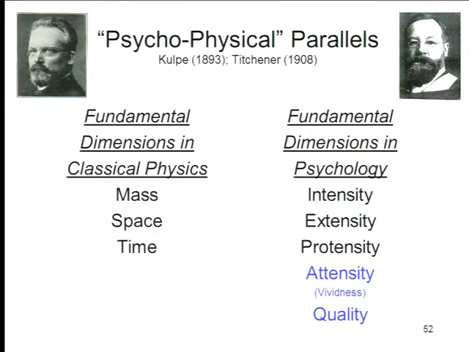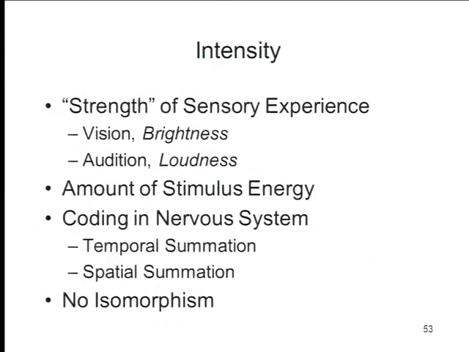And one way they did that was by looking at the problem of intensity. What's the relationship between the physical intensity of a stimulus and the intensity of the experience to which that stimulus gives rise? In vision, we call that the brightness of a light. In audition, we call that the loudness of the sound. And the general idea is that there's some relationship between physical intensity and experienced intensity, and they were worried about how that was coded in the nervous system. There is a problem there.